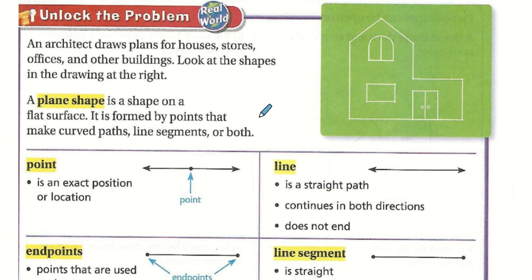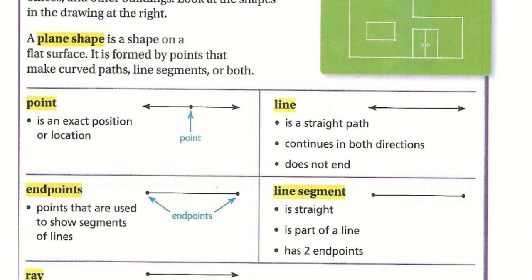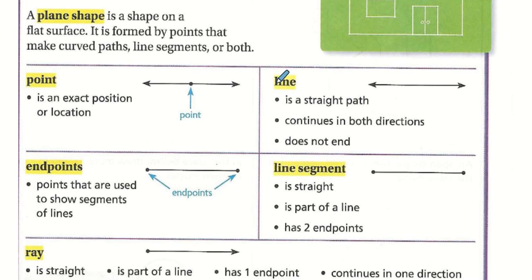Okay, some things are three-dimensional, like a ball or a box. Okay, it's not flat. Plane shapes are flat. They're called two-dimensional shapes. Okay, shapes normally have things like points, lines, endpoints, line segments, or rays. Okay, so this chapter has a lot of math vocab that we need to make sure that we know.